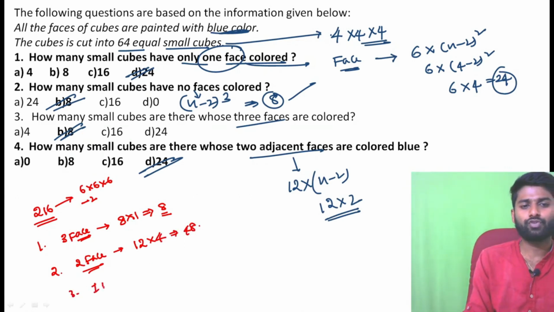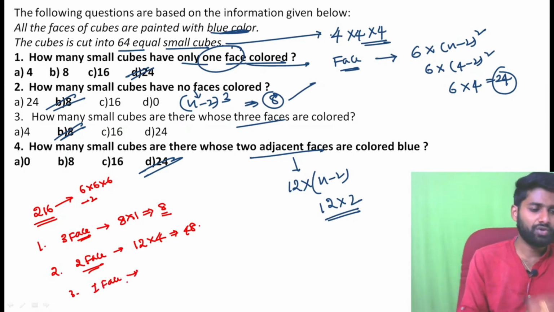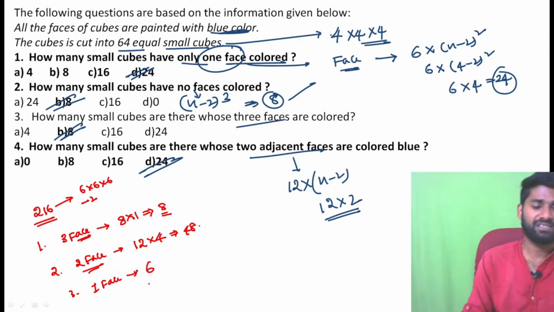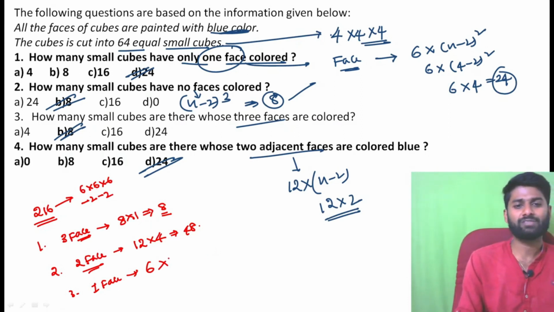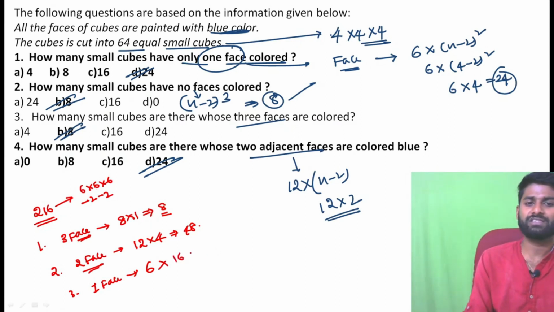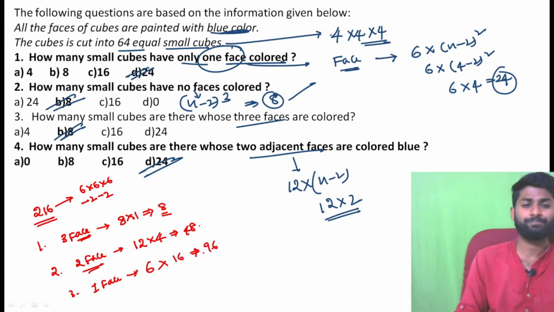Then how many one-face cubes are available? What I mentioned: every one-face cube is available at the faces. How many faces are there? 6 faces. Now we subtract 2 from the second face: 6 minus 2, 6 minus 2, the matrix becomes 4 into 4. 4 fours are 16, 16 sixes are 96 pieces.